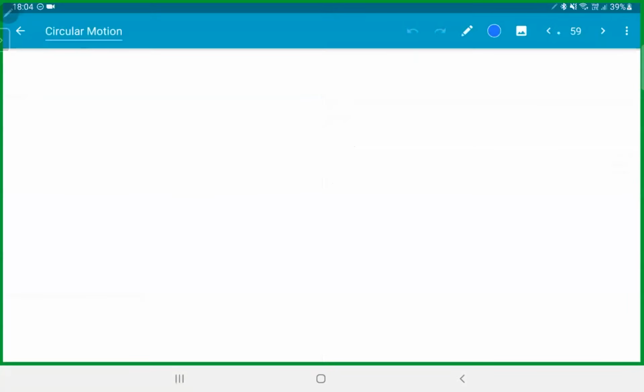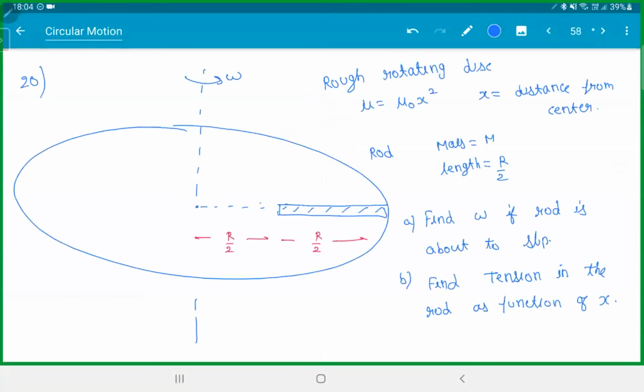Let's see how to do this. Anyone got an answer for this? Ronak, Udian, Kamson, Mehan. There are still four people missing. How do we do this? Find omega if the rod is about to slip.